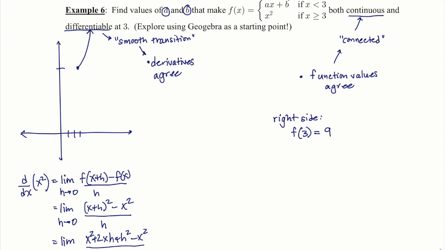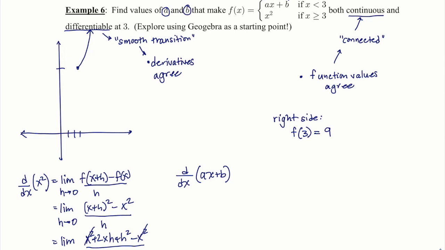And I can now factor an h out of the two terms that are remaining after I do x squared minus x squared. And that's going to give me h times 2x plus h. And I can reduce my h over h, and then I'm allowed to do a direct substitution, and I will just have 2x. So the derivative for the right side would be 2x, and I also need to know the derivative for the left side.